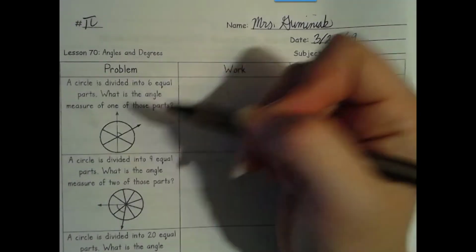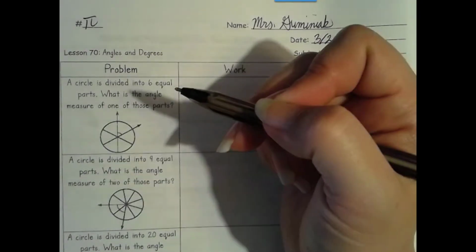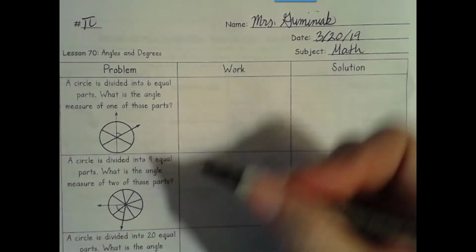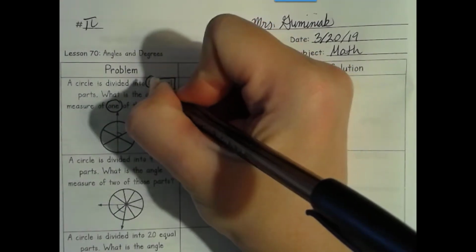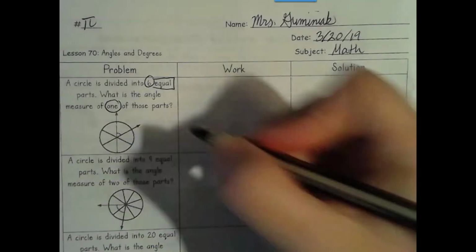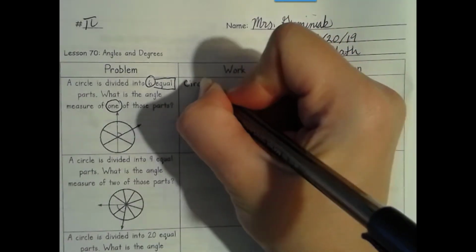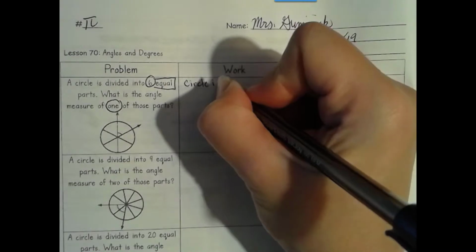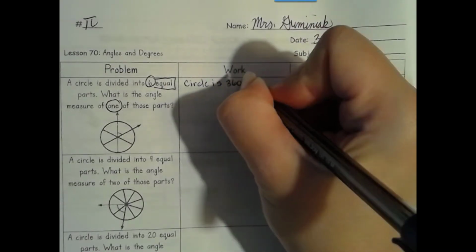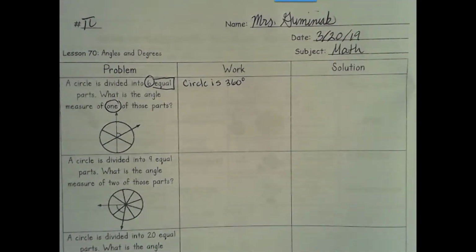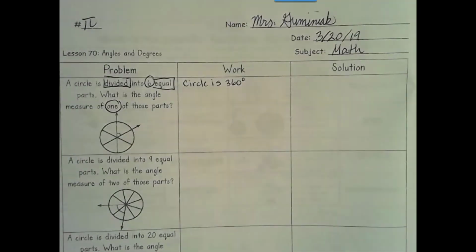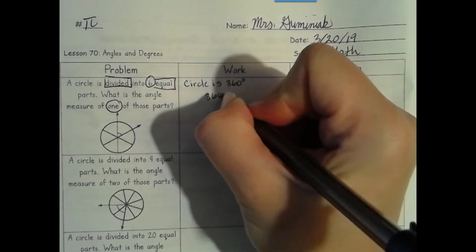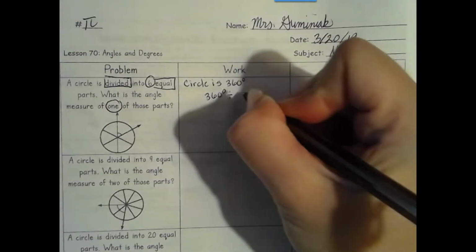All right, so a circle is divided into 6 equal parts. What is the angle measure of one of those parts? So we're looking at 6 equal parts, and we want to know what just one is. Well, first we have to know for sure that a circle is 360 degrees. Always. A circle always has 360 degrees. So we're going to divide it into 6 equal parts. So 360 degrees divided into 6 equal parts.